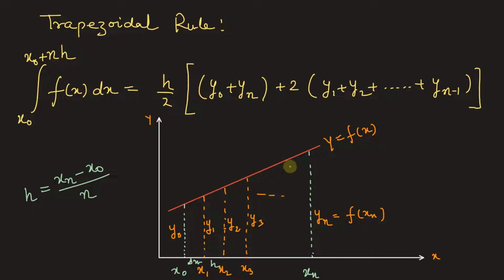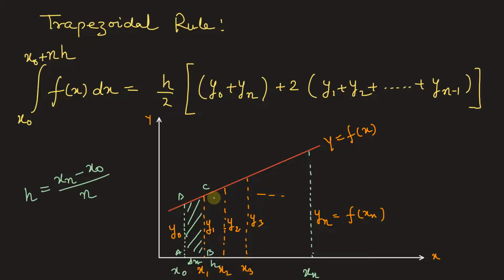Now when we take a linear curve, we get perfect trapezoids, right? So if we see y0 and y1, let's say this point be A, this be B, C and D. So ABCD makes a perfect trapezoid, this hashed part. And thus we can calculate this area ABCD exactly using the trapezoidal rule.